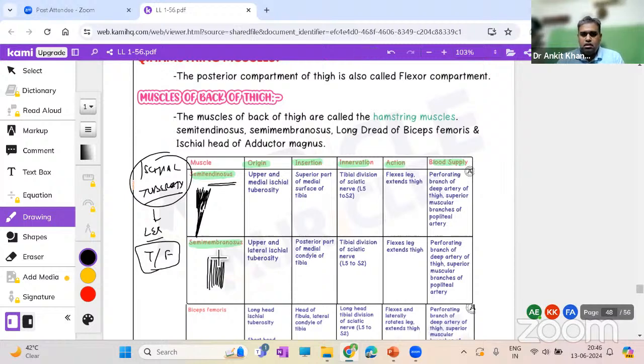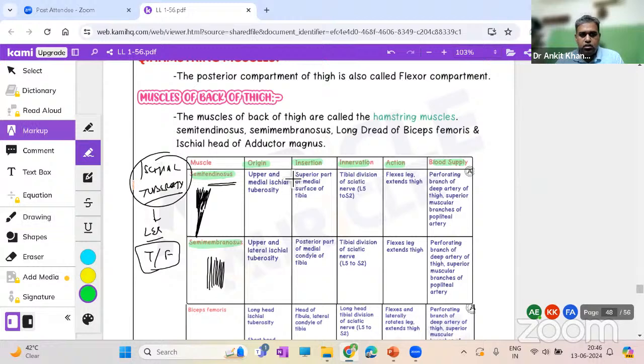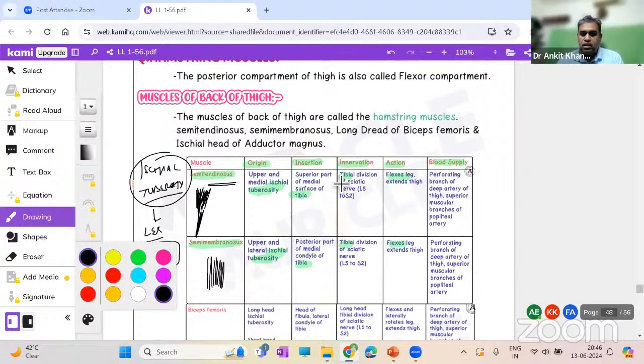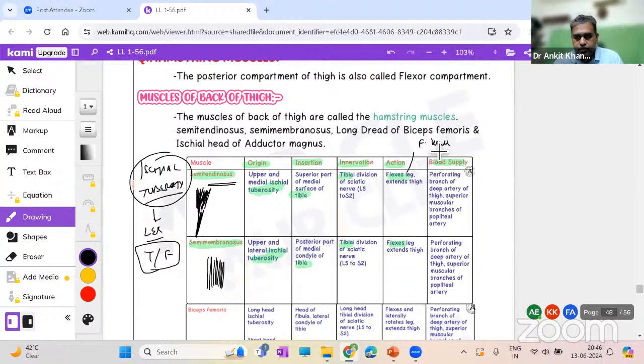As said already, they come from the ischial tuberosity, as you can see, and they are going into the leg bones. These 2 go to the tibia. They are innervated by the tibial nerve, and they help in flexion of our knee joint. They flex the leg. When we say flexes leg, we basically mean flexes knee. There might be one more confusion, let me clear that: when we say flexes leg, we mean flexes knee. Extend thigh is extend thigh, or you can say extend the hip.